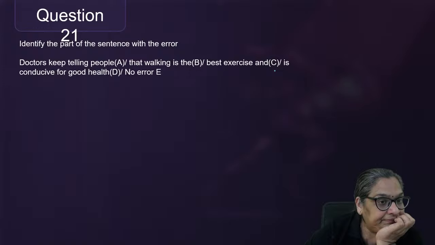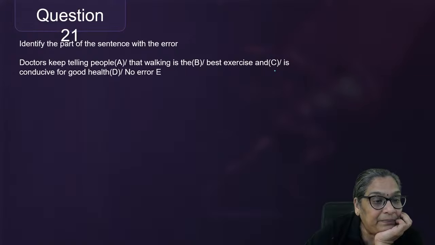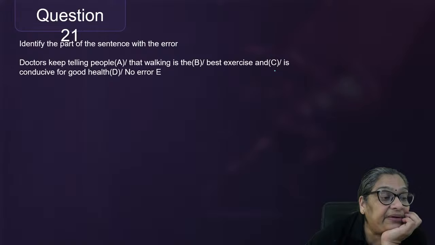Doctors keep telling people that walking is the best exercise and is conducive for good health. What is the correct answer or no error? Is the sentence fine? How would you correct it? Ojaswi, how would you correct it? If it is D, what is wrong with D? How would you correct it? Girish thinks it's E. How would you correct it? Ojaswi, how would you correct it?